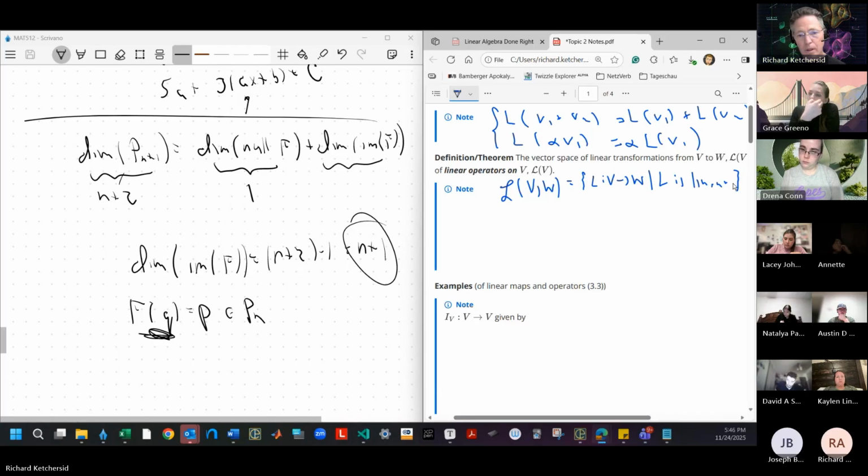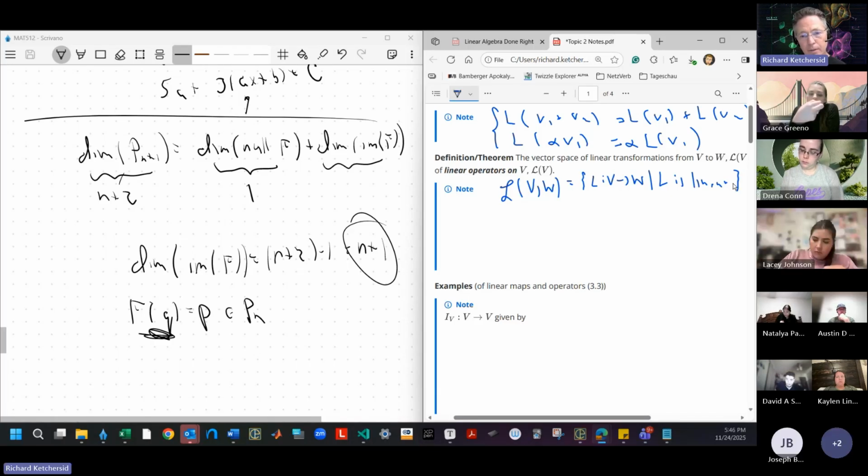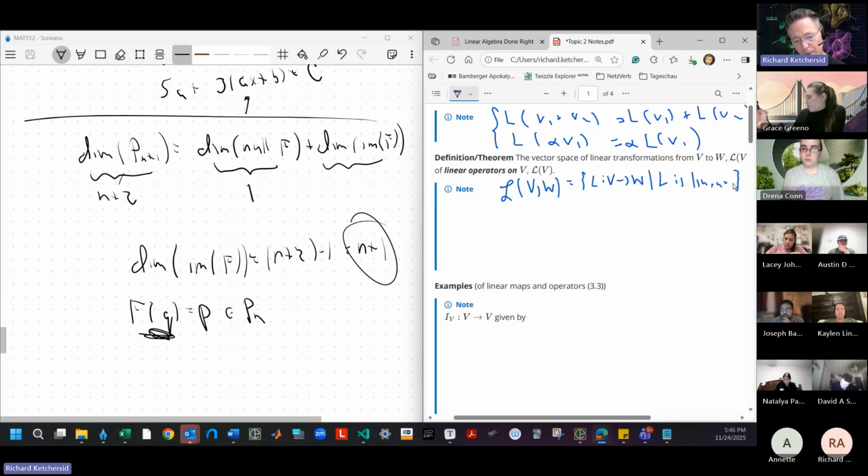Right? And it turns out this is actually itself a vector space. So I can take two things in there. I can take an L1 and an L2 in this space, and I can define L1 plus L2. And so that's going to be a new thing. And so how am I going to define this? I will define it on an input, which would be something from V, because these are going to be functions from V to W.